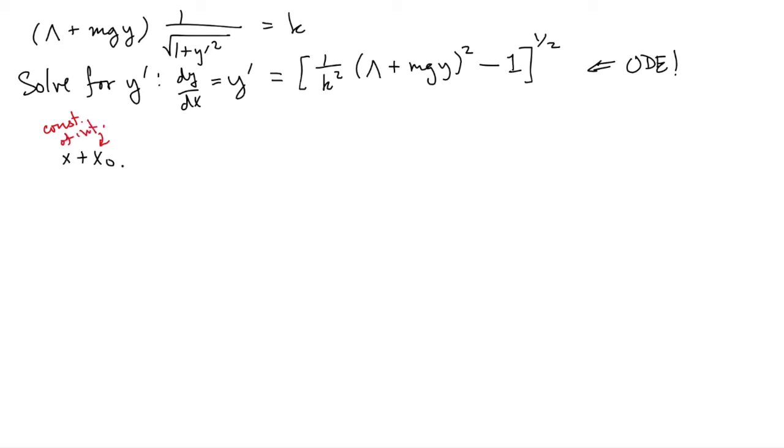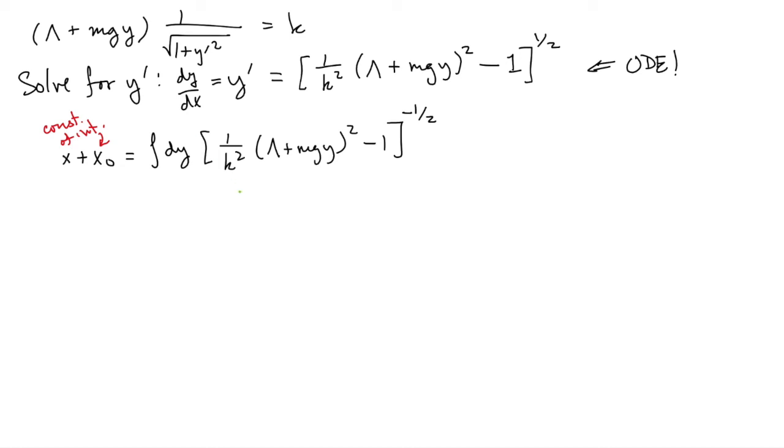Okay, so just like k. And the left-hand side, which now I've swapped over to the right, is going to be the integral dy of 1 over k squared lambda plus mgy squared minus 1 to the minus 1/2. Okay, that looks kind of like a nasty integral, but we are going to simplify this.